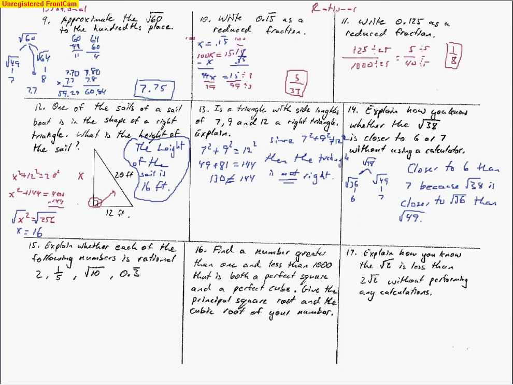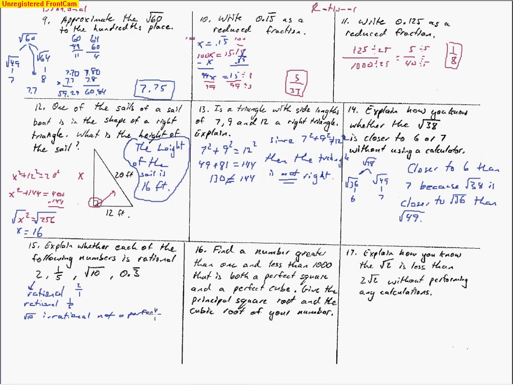So now we're having to explain whether each of the followings is rational or irrational. So we look at the number 2, and this is a rational number. And it's rational because we can write it as a fraction, and that would just be 2 over 1. And then we see that 1/5 is also rational, and it's rational because it's already in the fraction form. The square root of 10 is irrational, and it's irrational because it's not a perfect square.